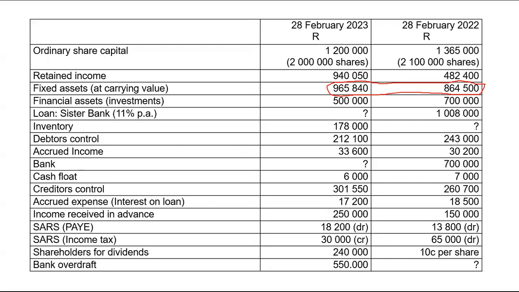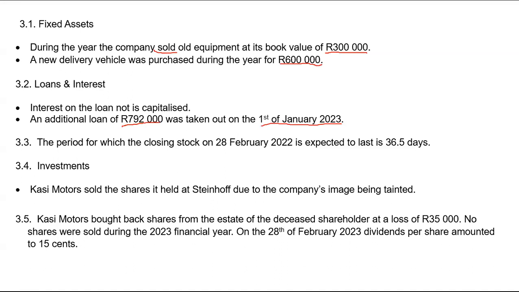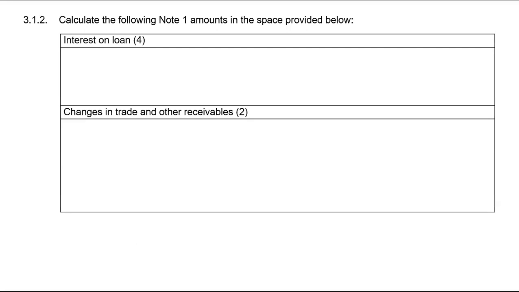So let's check loans from sister bank. Oh, come on. Now I don't have the closing balance. I only have the opening balance. So let's see. For how long did I have that opening balance? From 1 March 2022 up to when? It's March, April, May, June, July, August, September, October, November, December. So I had it for 10 months. So that means 1,008,000. I had it for 10 months. So if I was to calculate interest on that, I will just take that 1,008,000 multiplied by 11% and multiplied by 10 over 12.